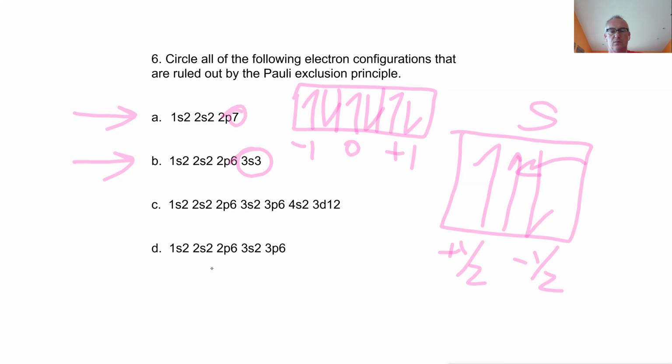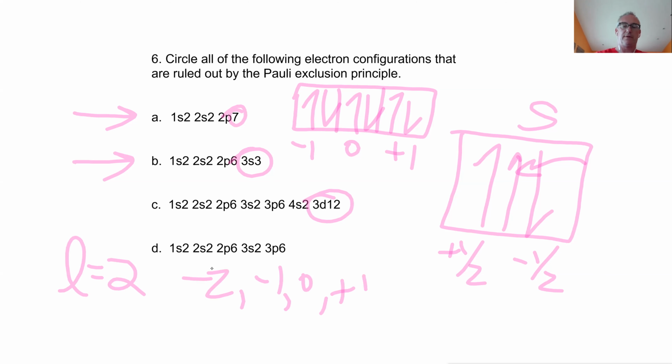Yeah, orbital D, I think, can only have 10 electrons because we have 5 orbitals in it. That's right. The D subshell, there's a problem with D, because L for D is 2. And so the possible number of orbitals in there is -2, -1, 0, +1, +2. That's 5, and we can only put 2 electrons in each one, so 12. It's not going to work.